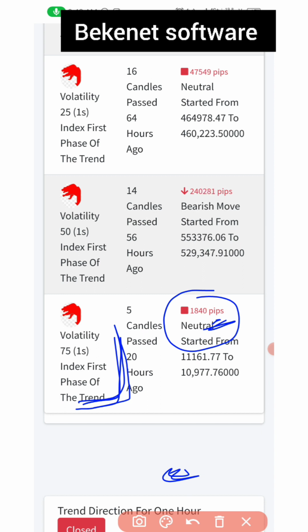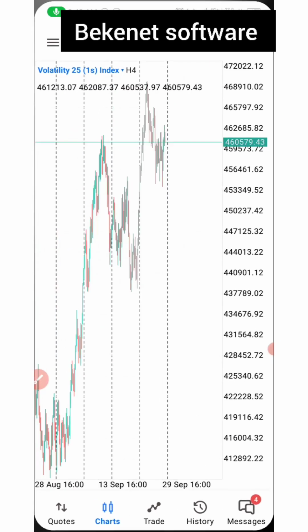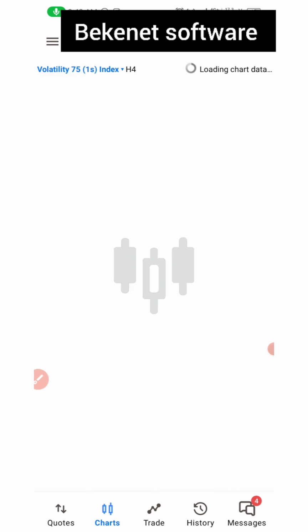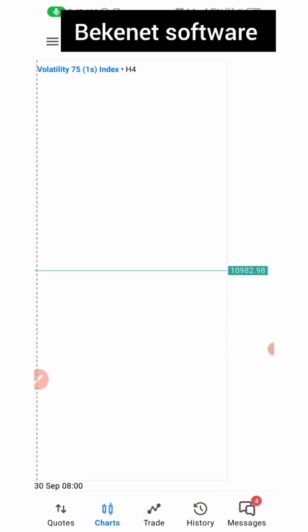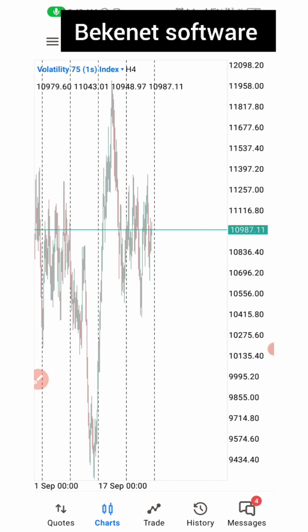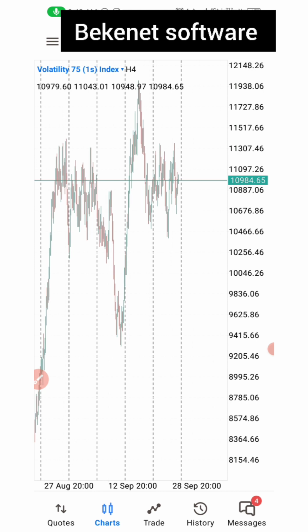Now let's confirm this. Volatility 75, and see where the price is coming from. Volatility 75, 1 second. Let's see where it's coming from. It should be at the top. There's no two ways about it. This first phase is supposed to be at the top. Look at it. There's always a space. Look at it coming from the top.